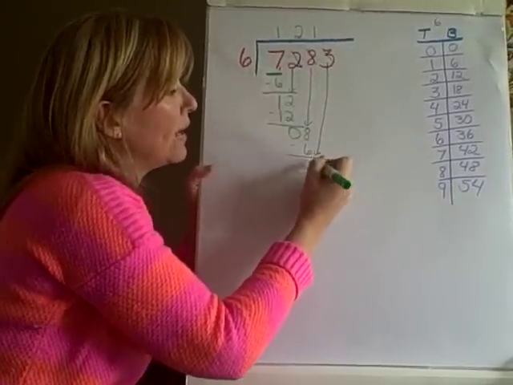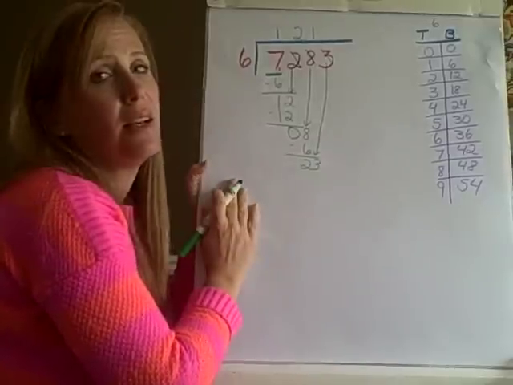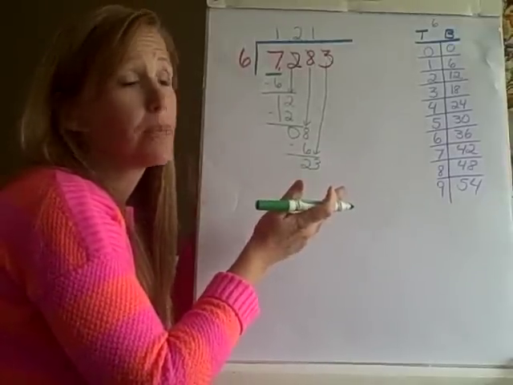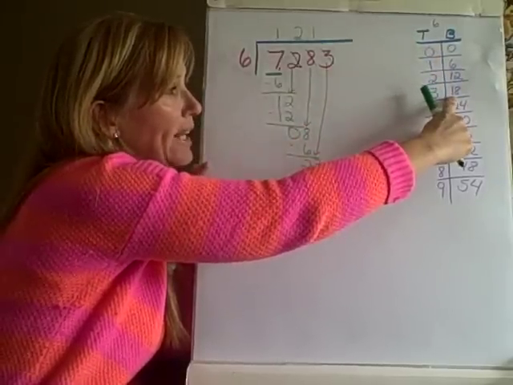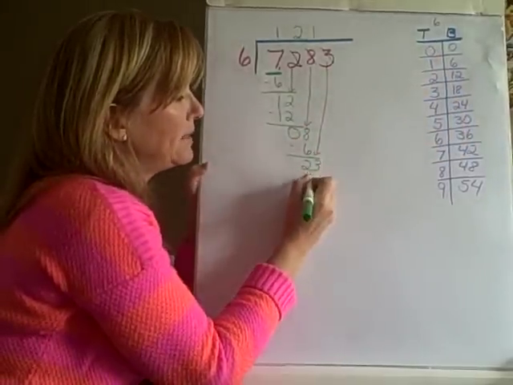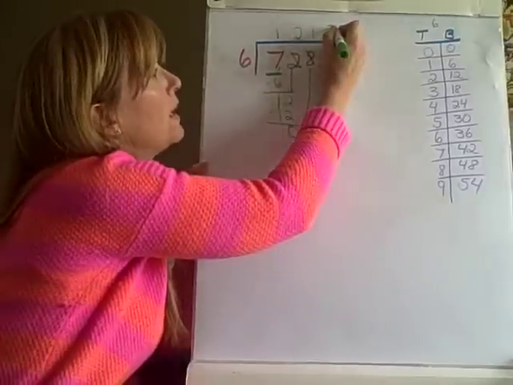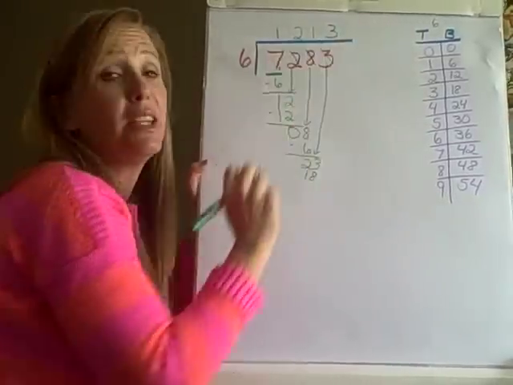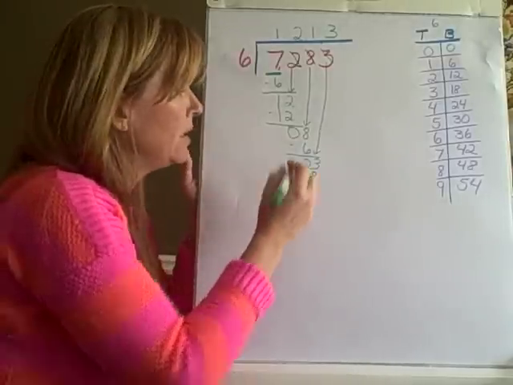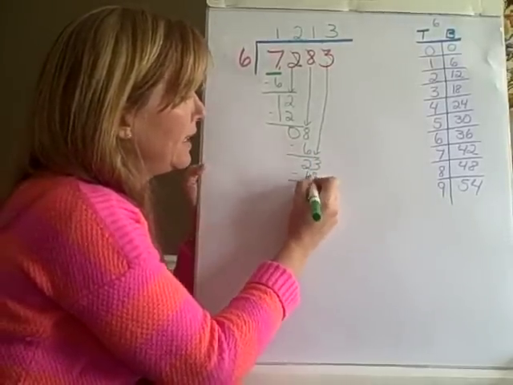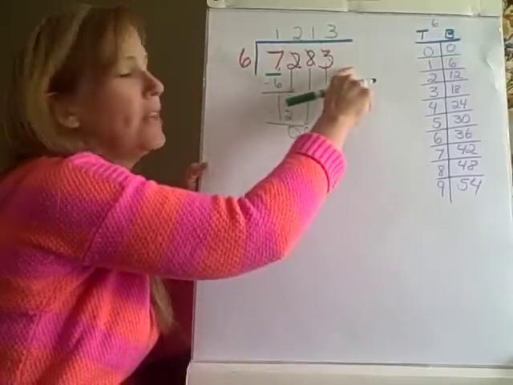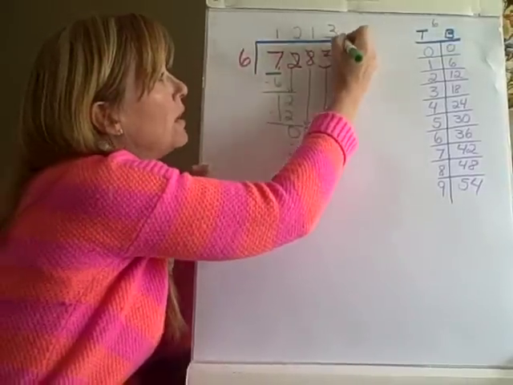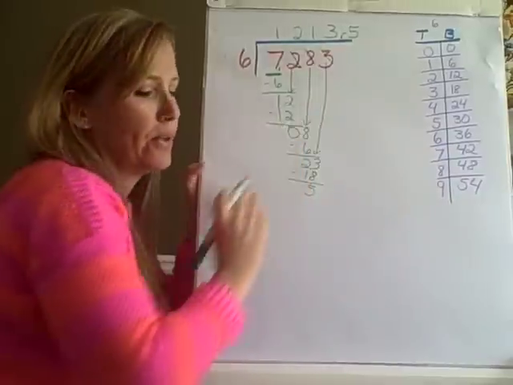Whenever you bring down, you have to do all your steps again. I think 6 into 23. If I look at my top-bottom chart, the closest number to 23 without going over is 18. Put an 18 on the bottom. I put a 3 on top, filling up my last place value, which is a good sign. That means I'm done. Subtract: 23 minus 18 is 5. I have nothing else to bring down. I've crossed everything out, so it's a remainder of 5.